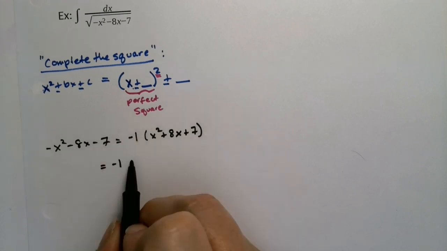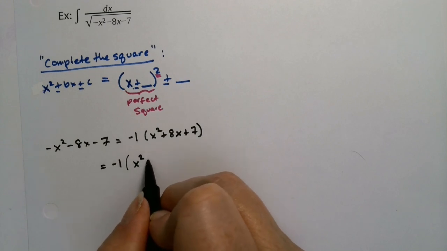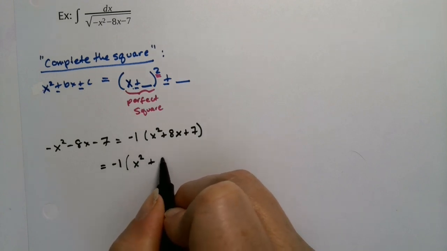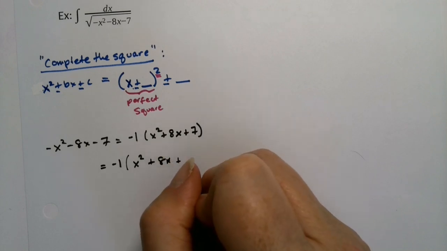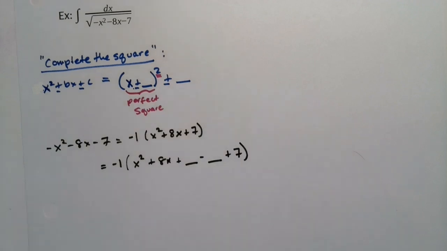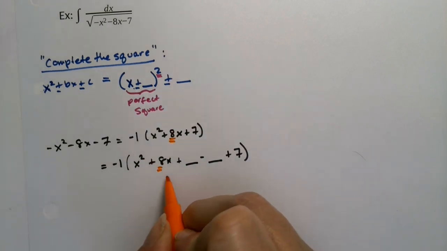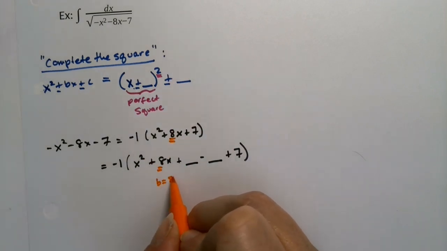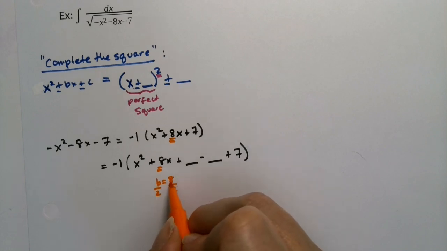And now I'm going to complete the square. So I'm going to turn this into x squared plus 8x. And then here's what you do. You add something, but subtract that same thing. And then what's the thing that you add and subtract? Well, you take your middle term, if you remember this from completing the square. You take b, which is 8, you divide it by 2, and that's what you put in, and then you square it.